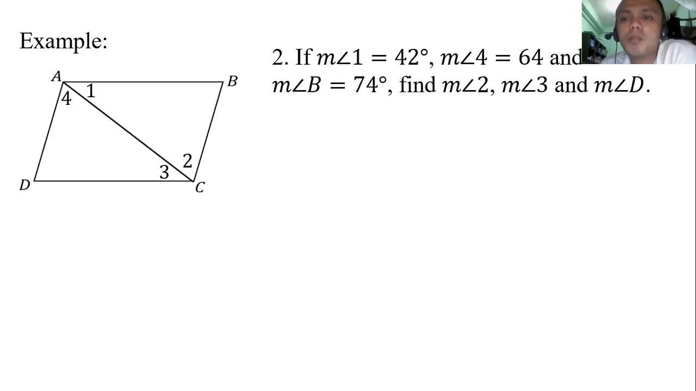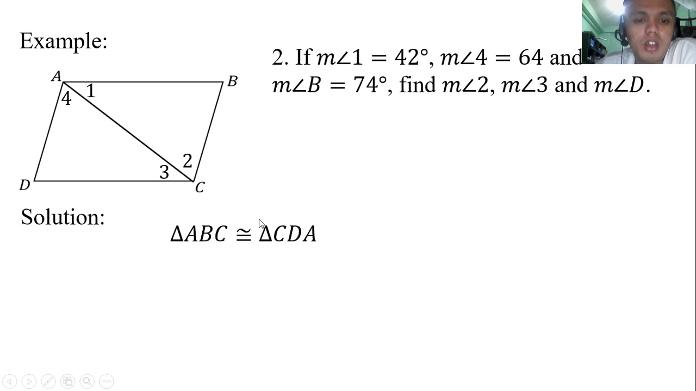Another one. If the measure of angle 1 is 42 degrees and the measure of angle 4 is 64 and the measure of angle B is 74, find the measure of angle 2, 3, and D. Now, in this figure, here are 1, 2, 3, 4. Angle 1 is 42, angle 4 is 64, and your angle B is 74. Find the measure of angle 2, 3, and angle D.